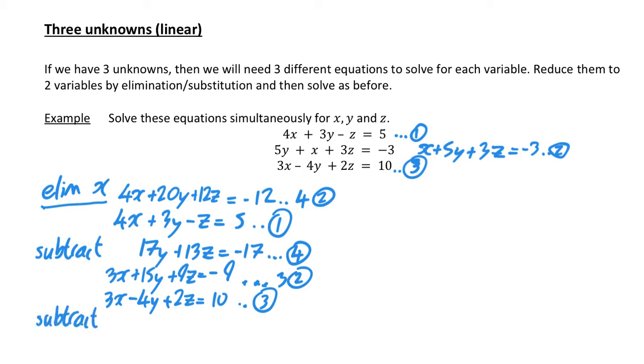If I subtract, you've got 3x minus 3x, which is 0. Then 15y minus minus 4y, which is 15y plus 4y, which is going to be 19y. Then you're going to have 9z minus 2z, which is going to be plus 7z. And then minus 9 minus 10, which is going to be minus 19. So that is my equation 5.